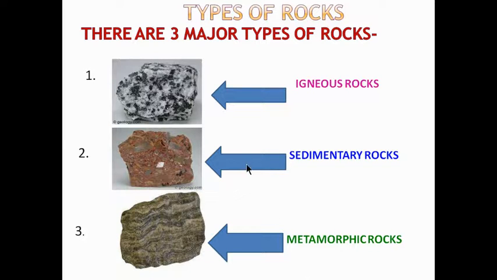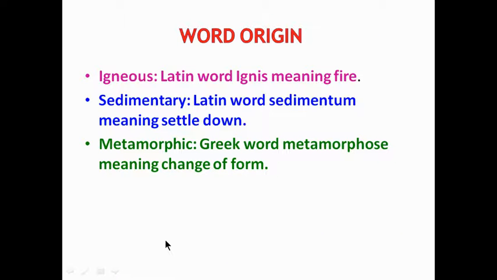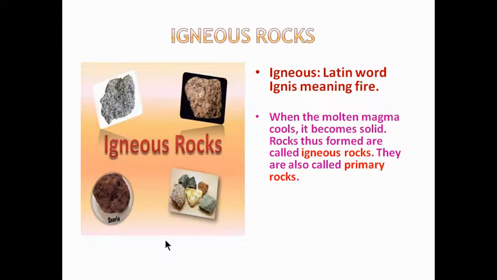Here you can see images of the rocks. Now the word origin means where the word came from. The word igneous came from the Latin word ignis, meaning fire. Sedimentary came from the Latin word sedimentum, which means settled down. Metamorphic came from the Greek word metamorphos, and its meaning is change of form. Now first we'll study the igneous rock.